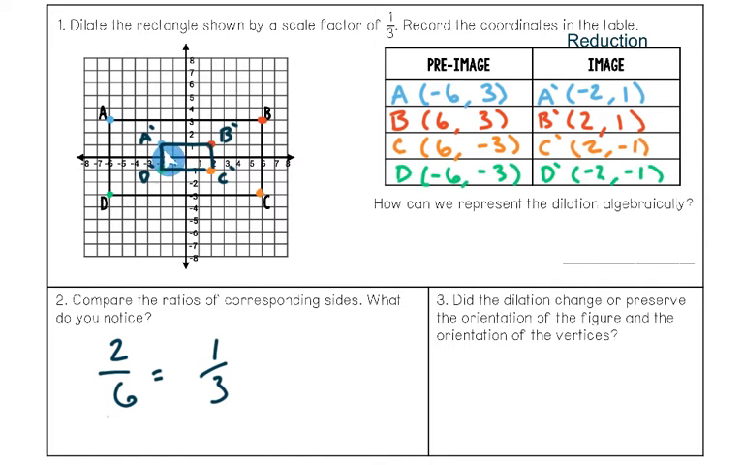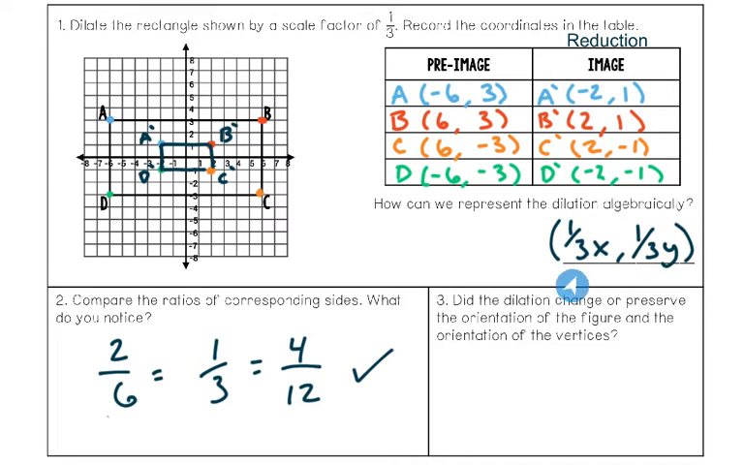So let's look at the ratio the other way. From the new A to the new B is 4 units long. In the pre-image, the A to B is 12 units long. And if we look at that again as a ratio of the new to the old, that also simplifies to 1/3. So this is just another way to compare those corresponding sides and check. We should notice that they all simplify to 1/3, which was our scale factor. We can represent what we did algebraically. Since we did 1/3 of the x, 1/3 of the y, we would write that as a coordinate and put 1/3 next to it. That means times.